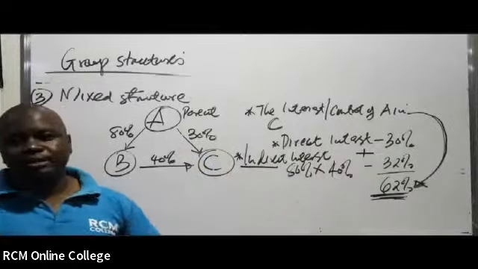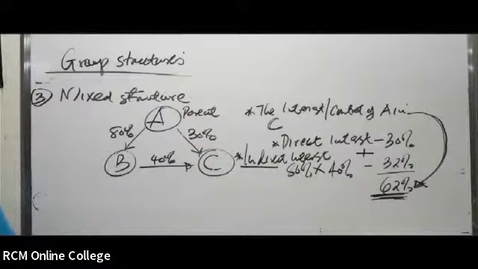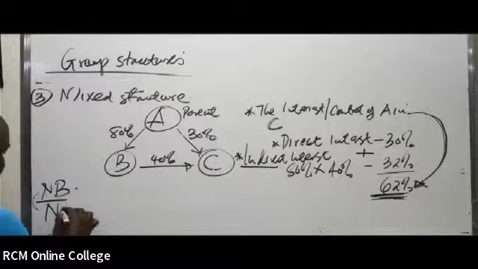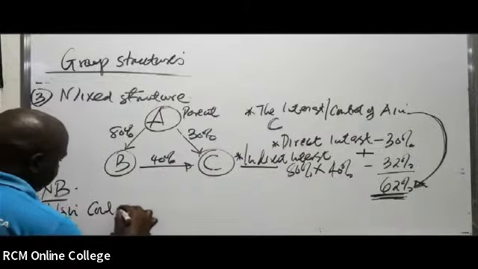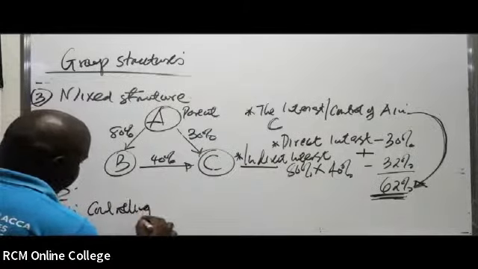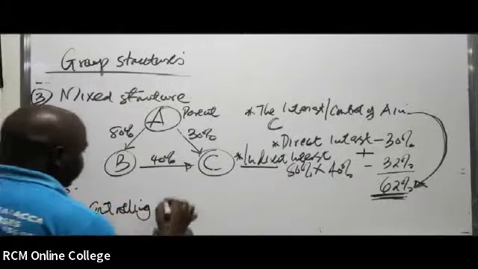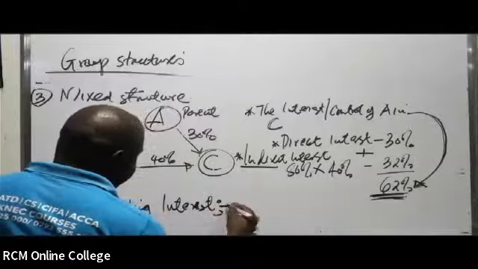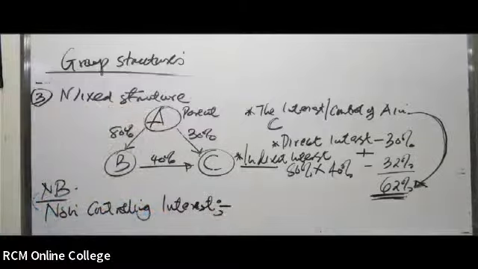But of course, it is not in the past paper questions. So what you eventually get is the first one, the horizontal one. One of the definitions, I actually forgot to indicate. So you can write somewhere NB. After the group structures, write somewhere NB, and you write non-controlling interest. I forgot to put it under the definition of the different terms, so write non-controlling interest as an NB.